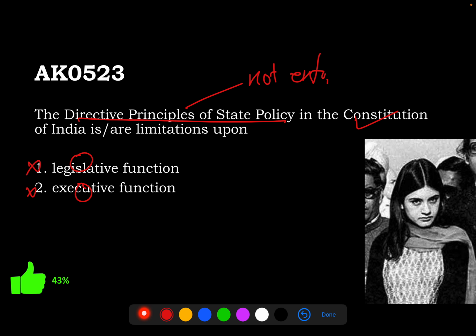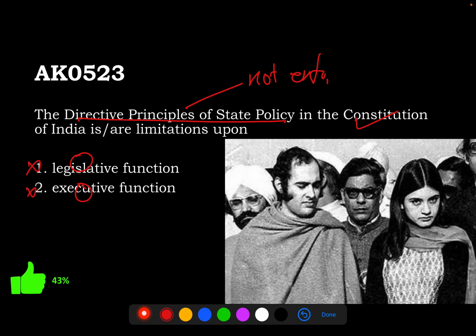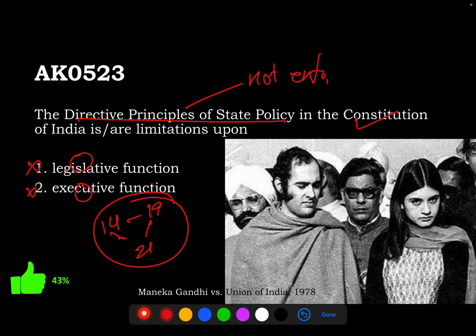And I hope you recognize the lady here by now. And if not, here is a hint. Yes, that's Maneka Gandhi. This case of 1978 is a landmark case where the Supreme Court held that the Constitution of India provides for due process of law and a law has to be fair, just and reasonable, and also that Article 14, 19 and 21 form a golden triangle.